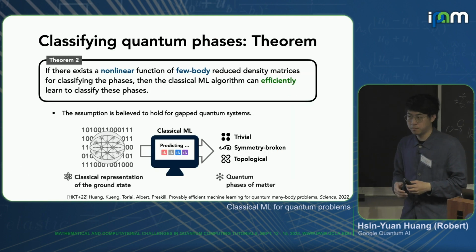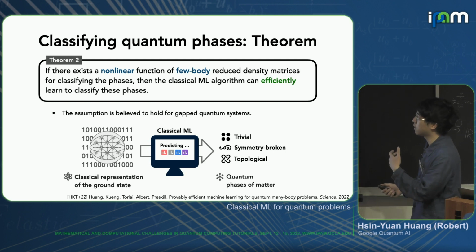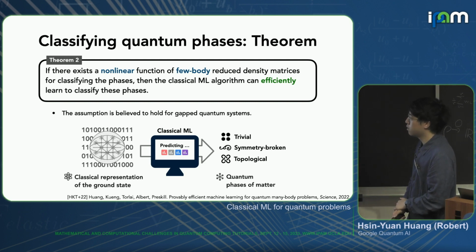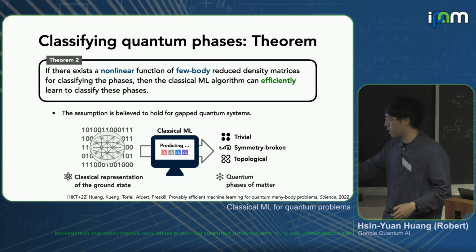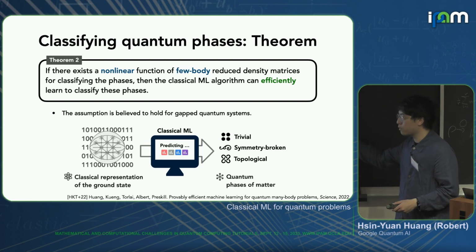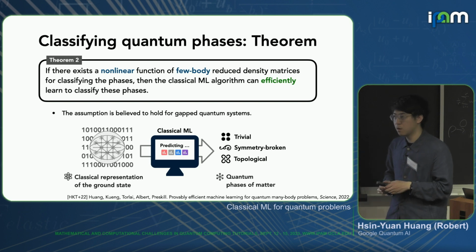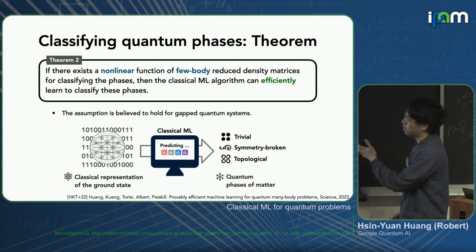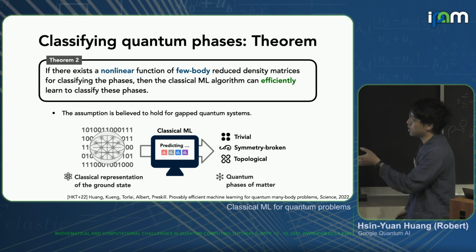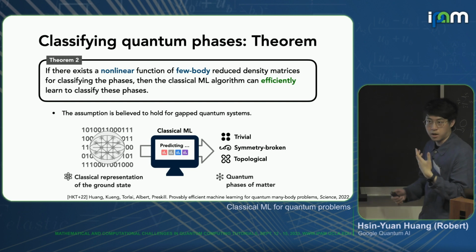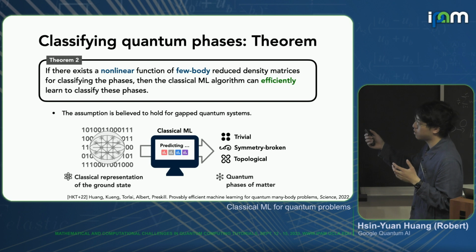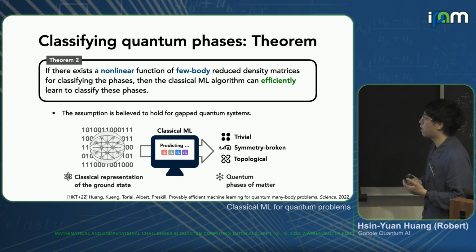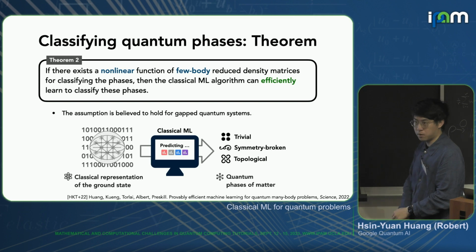One could also prove a theorem not for predicting ground states, but for classifying quantum phases of matter. Here the task is that we're given some classical representation of the ground state, and we would like to predict if it's in a trivial phase, a symmetry-broken phase, or a topological phase, which is a problem that physicists are very interested in. Using similar tools, which are also built on classical shadow, we prove a theorem that says as long as there exists a nonlinear function based on few-body reduced density matrices for classifying the phase, the ML algorithm can efficiently classify these phases. In particular, this assumption is believed to hold for any constantly gapped quantum system.